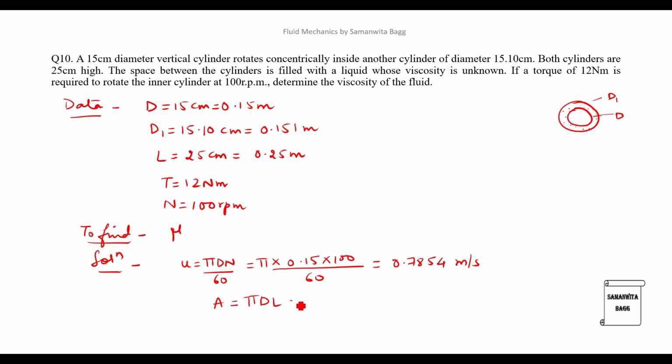Now if I talk about the surface area of the cylinder A, we know it is pi dl. It's a simple geometrical formula. So it is pi, 0.15, L is 0.25. So this is 0.1178 meters square. So we have figured out U and A. Now why did we do that? Because we are going to ultimately use the formula of tau, which is mu du by dy.